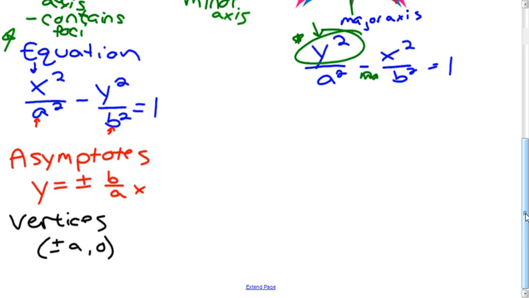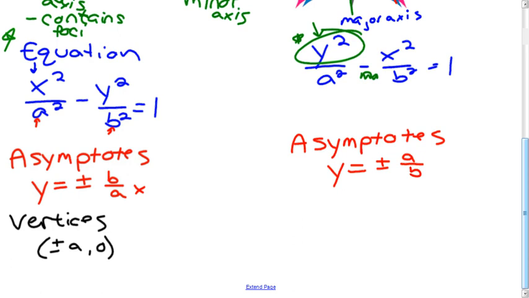On the opening up and down, where my transverse axis is my vertical axis, I have asymptotes here at y equals plus and minus a over b x. And then my vertices are at 0, plus and minus a.